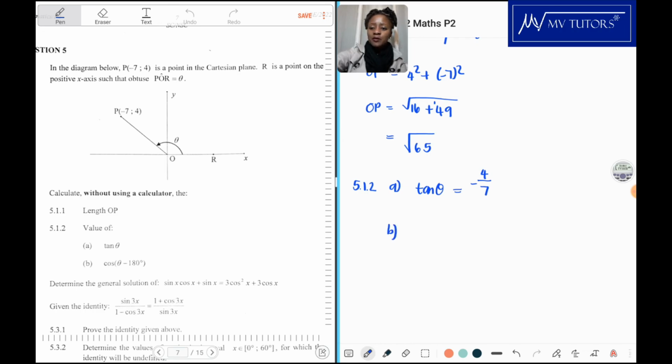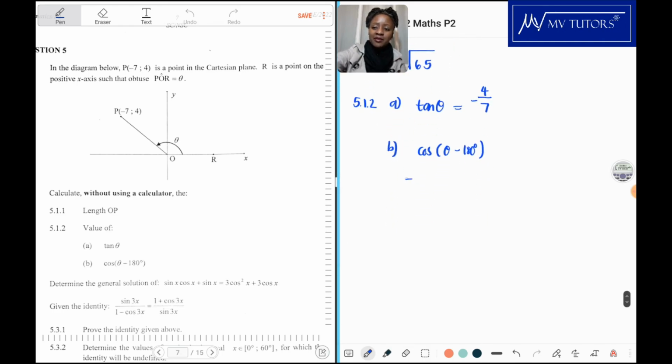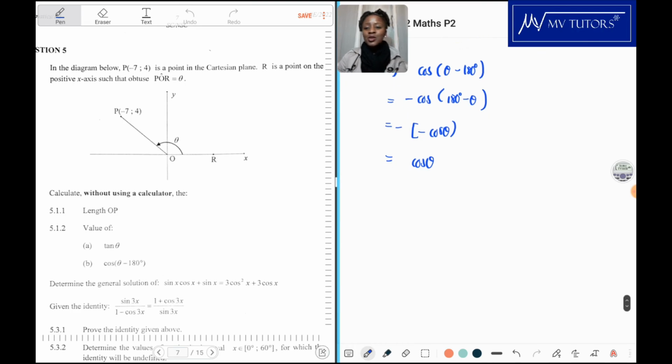And then we're looking for cos of theta minus 180. Okay, so I'm not used to theta minus 180. I'm used to 180 minus theta. So how am I going to deal with it? I'm going to take the negative out. Okay, and I have 180 minus theta. And 180 minus theta is in the second quadrant, which makes cos negative in that quadrant. So basically, I have a negative and a negative cos theta. Alright, so basically, I have cos theta. Wow, it took long to get there.